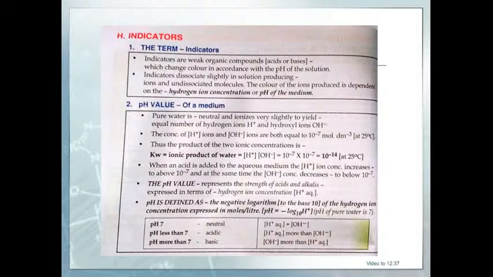Now, indicators dissociate slightly in the solution, producing ions and undissociated molecules. If H plus ions are attached, obviously they are going to show a different color. If H plus ions are absent, it means the proton is absent, then they are going to show a different color. And the color of the ion produced is dependent on what?